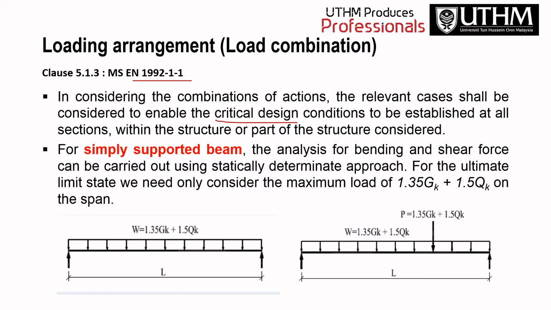For the ultimate limit state, the ULS, we need only consider the maximum load, which is 1.35 GK and 1.5 QK. So these values are from the Eurocode. You can read it through the MS EN 1992-1-1, clause 5.1.3, and then you can refer to how they get it, okay. So you can see that this beam is W equal to 1.35 GK, which you calculated from the assumption, and 1.5 QK. And if you have any secondary beam, you will have a point load. This is from the secondary beam, okay.